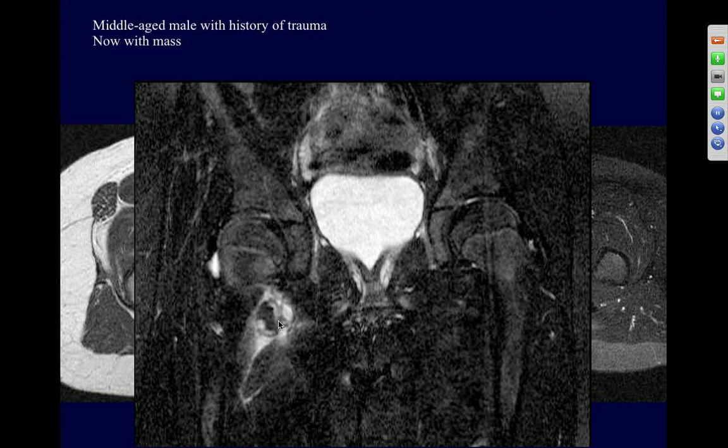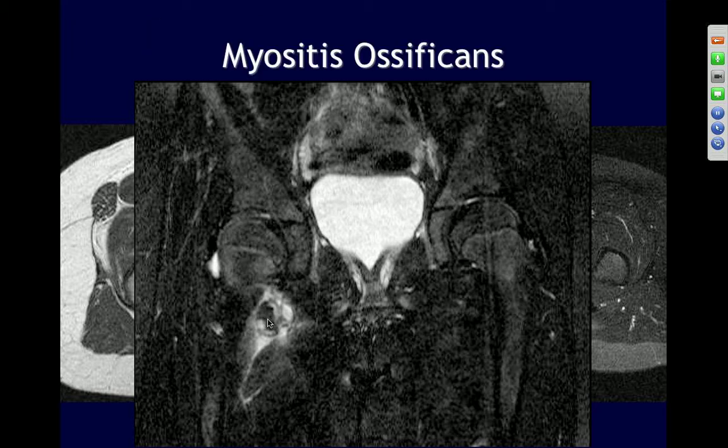So occasionally you can see a fluid level on the MR examination, because these are often associated with a hematoma in the area, and this is myositis ossificans. And typically, as you know, you tend to have more of an eggshell type calcification around these.